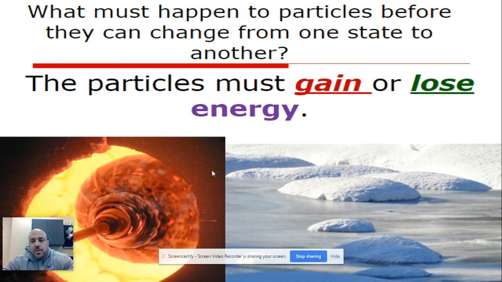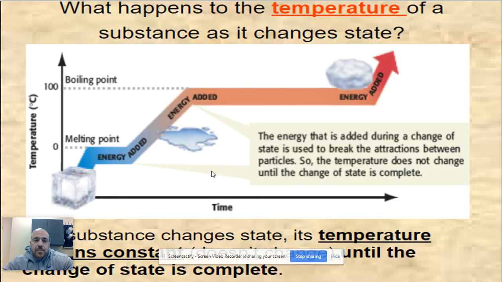If you're speeding up the particles to melt something, particles move faster, you need energy. If you're speeding up a liquid till the molecules spread apart and turn into gas, you need energy. And to go the opposite direction, if you have a gas and you want to slow the molecules down enough that they become a liquid, you need to lose some energy. And if a liquid's molecules slow down enough to become a solid, you'll lose energy there as well.